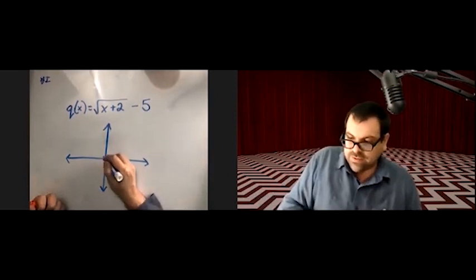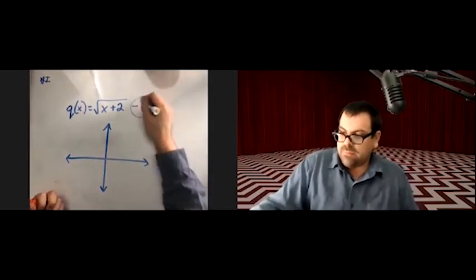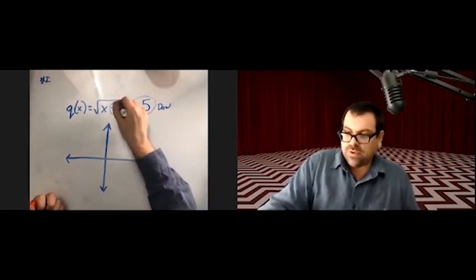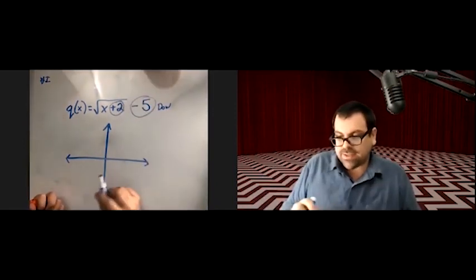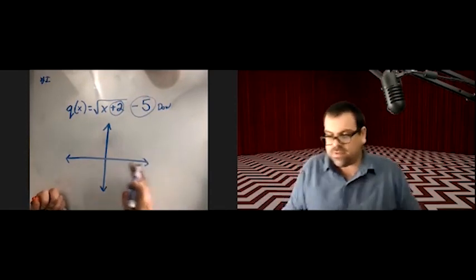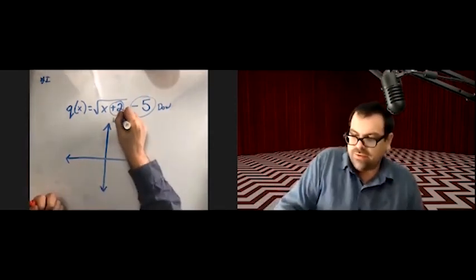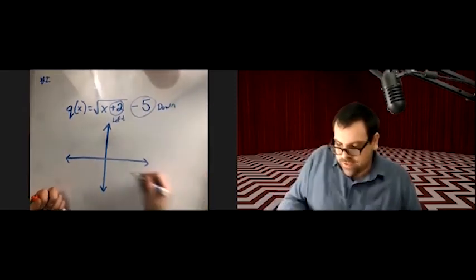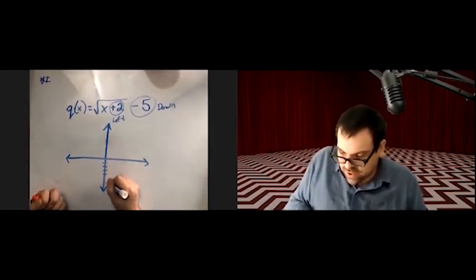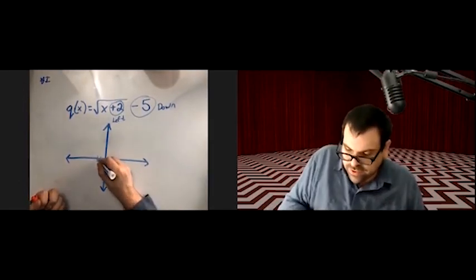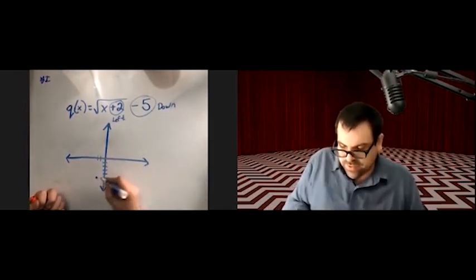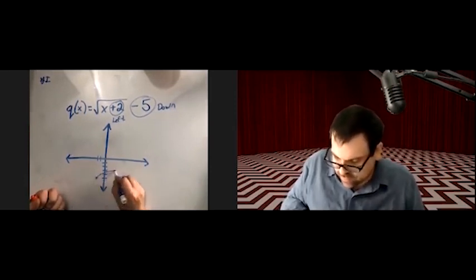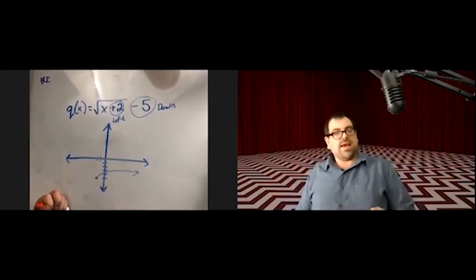So instead of 0, 0, that minus 5 on the outside is down 5. That plus 2 with the x, it's the opposite of what I want. So that's going to be left. So if I go down 5 from the normal starting point and left 2, there's my new starting point. That's my new second point. So it's something like that.